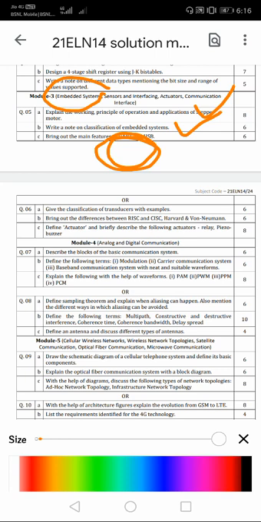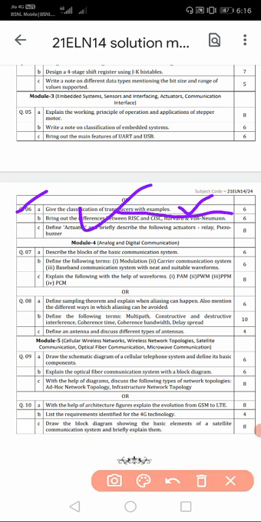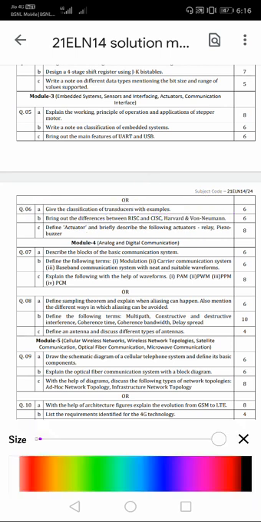Okay, similarly, now look at the second set. Sixth question, A. Give the classification of transducers with example. Okay, 50-50. B, bring out the difference. This is very important. B is a definite question, the definite question you will get.